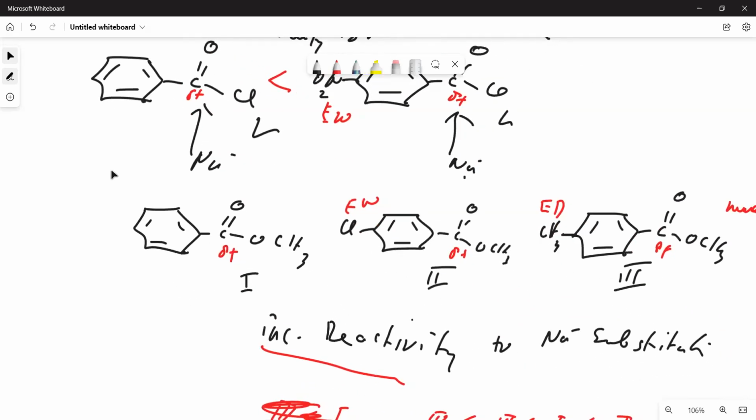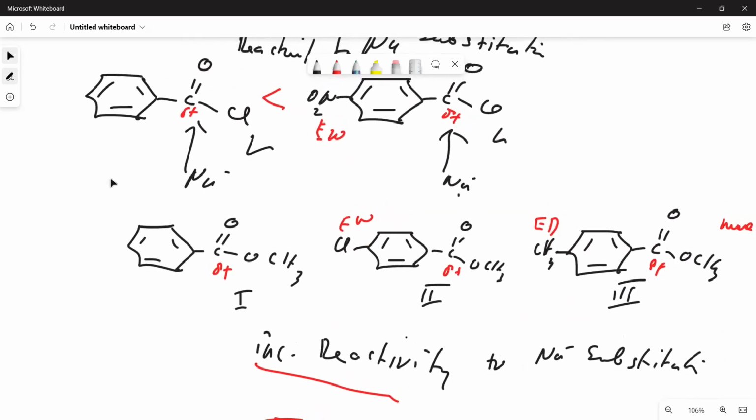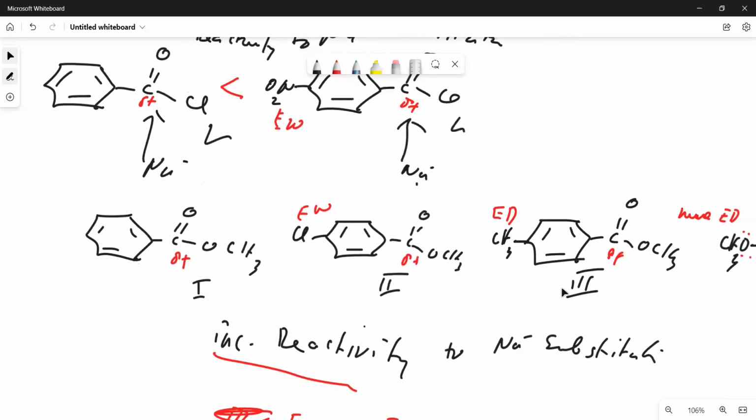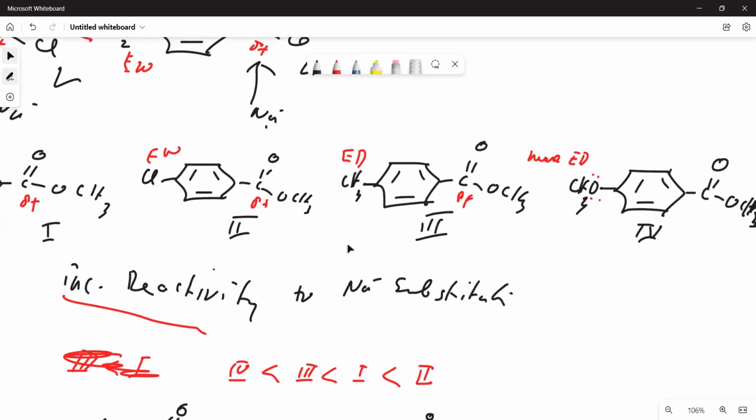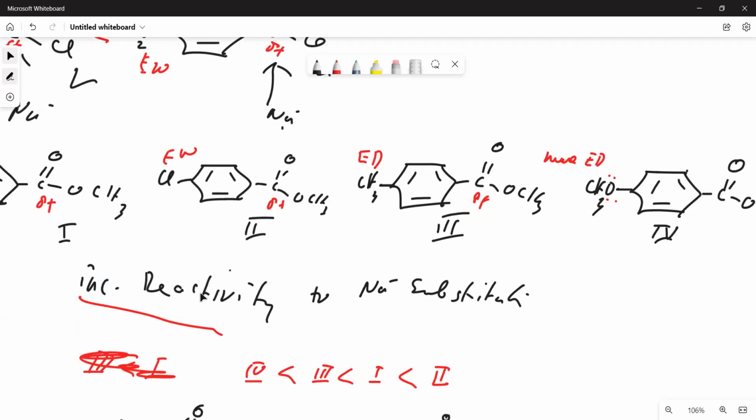Similarly, if you have this series of compounds that will undergo nucleophilic substitution reaction, this is an ester. This is an ester with chlorine in the benzene ring, an ester with a methyl group in the benzene ring, and an ester with a methoxy group in the benzene ring. How are you going to arrange these in increasing reactivity to nucleophilic substitution reaction?